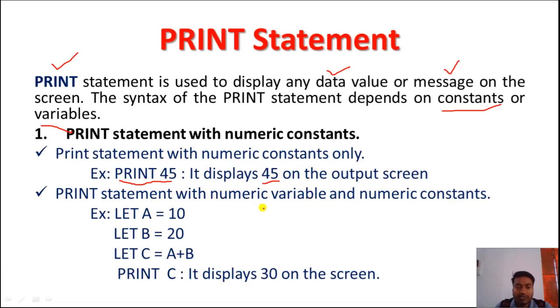Second point, print statement with numeric variable and numeric constant. Here you can see we have taken the variables: let a is equal to 10, let b is equal to 20, let c is equal to a plus b. And here we have used the print statement with a variable, print c. That means this print is going to display the result of c. Whatever result is there will be printed on the screen. According to this program, c is going to get 30 and it displayed 30 on the screen. Understood? Now let me show you the example.